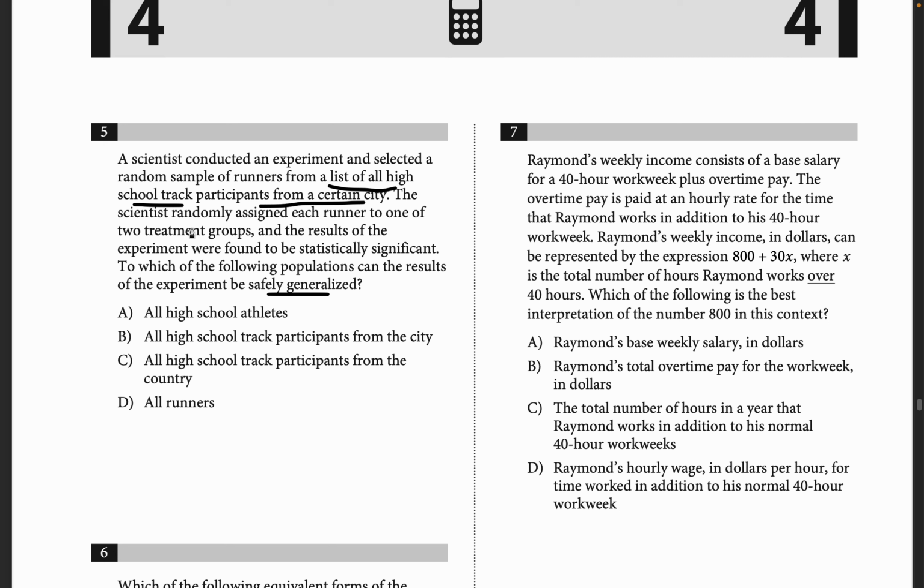So all high school runners from a certain city. So it'll be choice B. Okay, that one was pretty easy. All runners, no, that's too biased. All from the country, too biased. And all high school athletes, that's too biased. You want a sample from the high school students in the city.